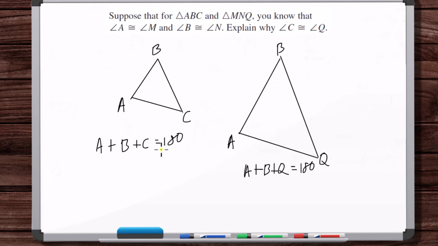Okay, so let's subtract A and B from both sides of this equation. 180 minus A minus B, all right? Let's subtract A and B from both sides of this equation.